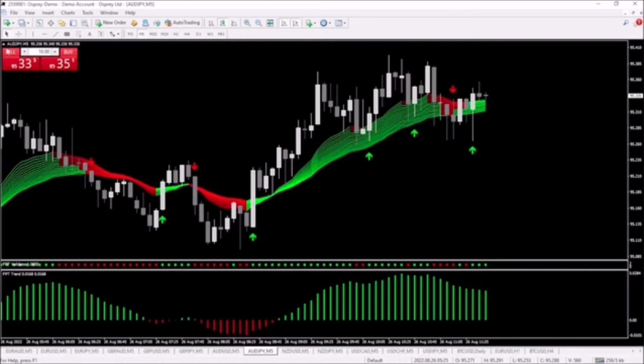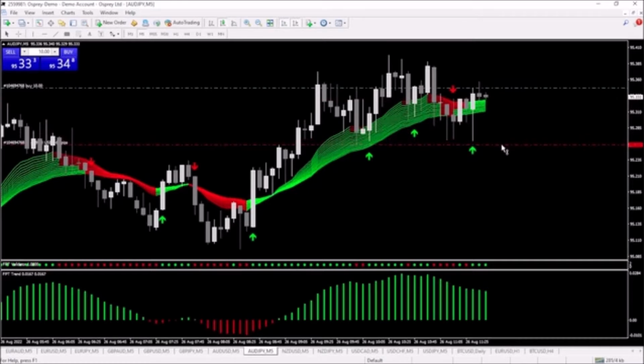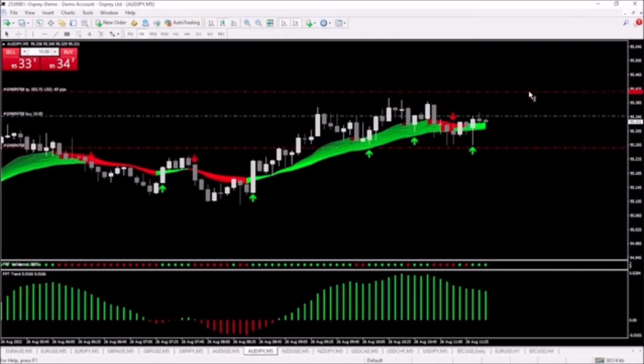So with that being the case, I am going to get into the trade. With the trade being set, I'm going to place my stop loss just under this most recent swing low. I'm going to go for a 1-to-1 on this particular trade.